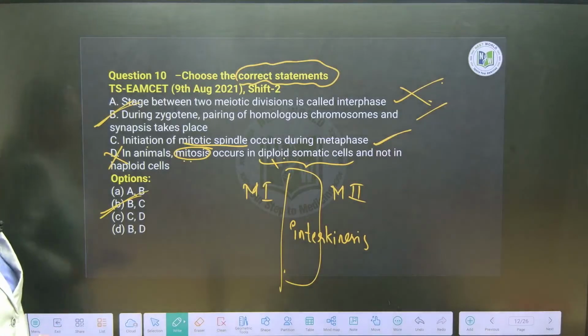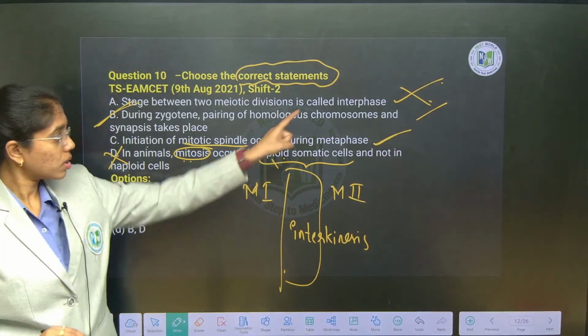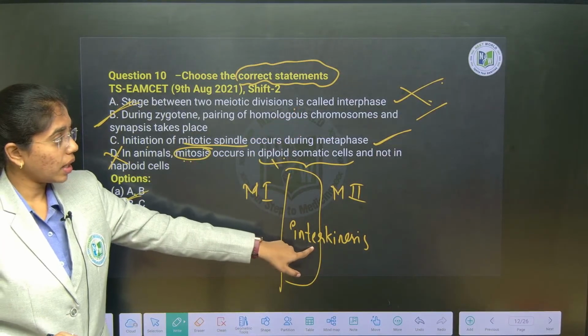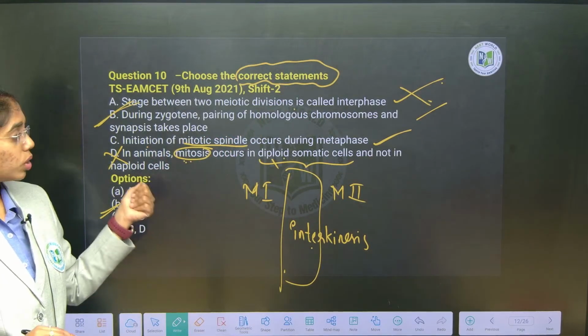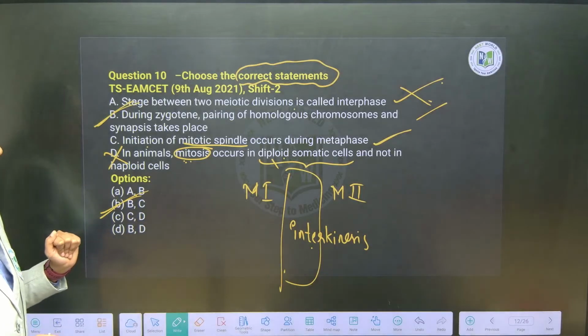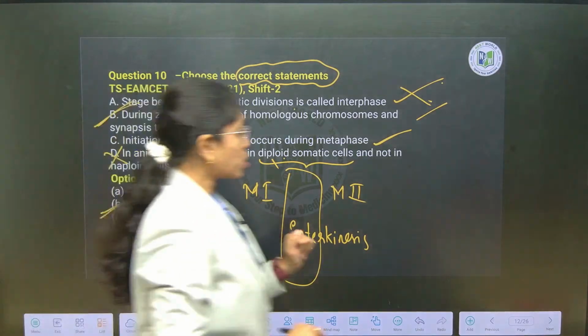Sorry for the slight inconvenience. Here the first will be interkinesis, not interphase, and mitosis in animal cells occurs both in the diploid and haploid cells. Clear, right? Next question.